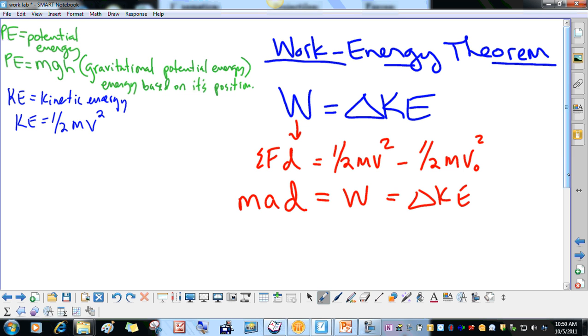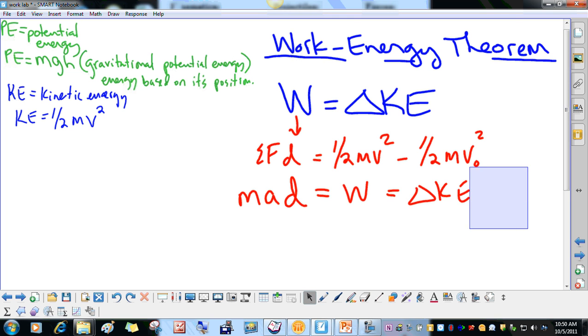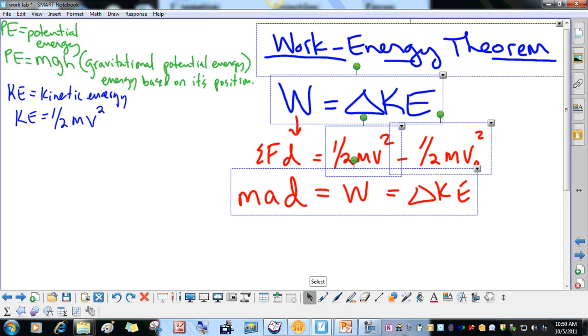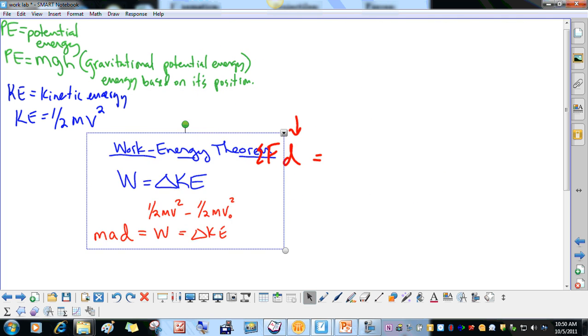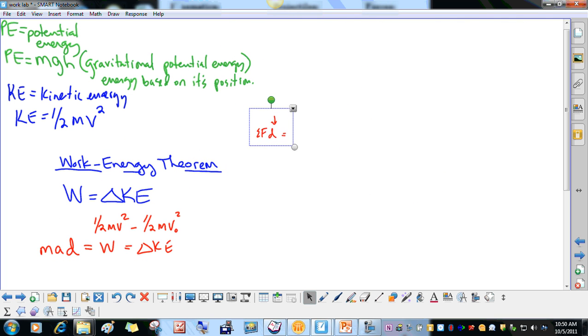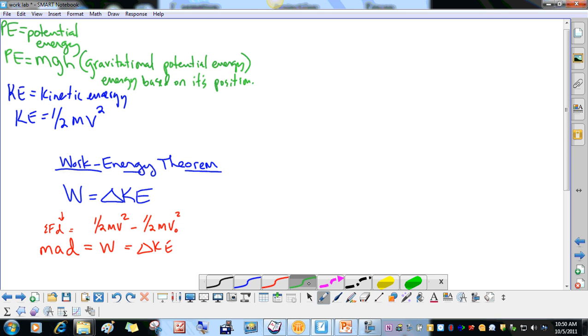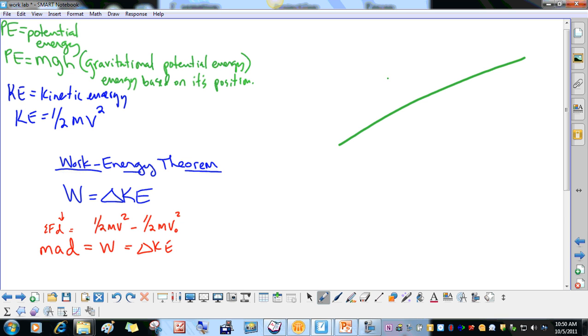But let's do this one. I like this. There's work energy theorem. Here's the last one. Let's do potential and kinetic. Potential and kinetic. All right. Let's say you're on a ramp. You're at the top. This is bottom. And it's traveling down.